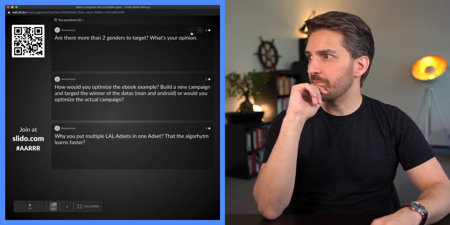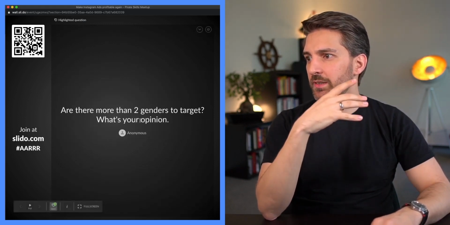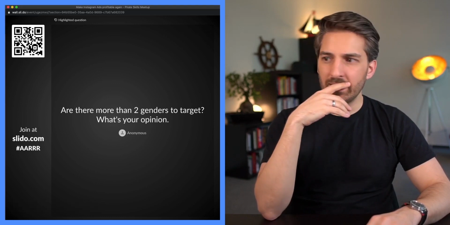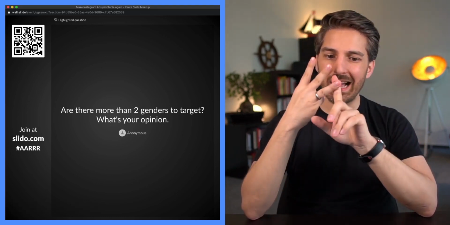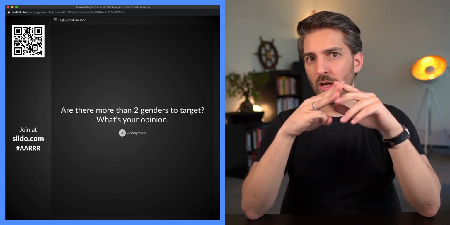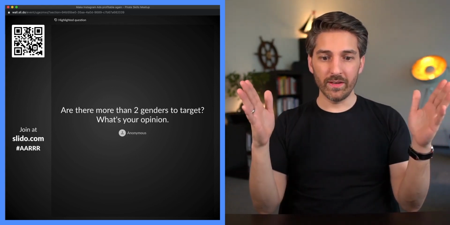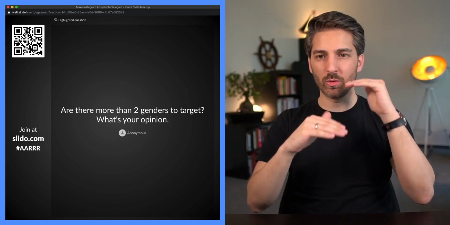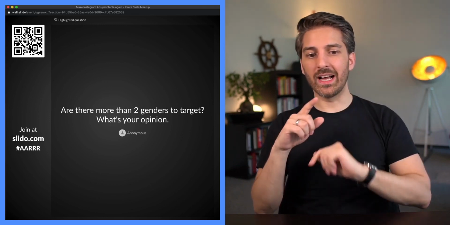So there are more than 2 genders to target. What's your opinion? So Facebook recognizes male, female, and unknown. So if you choose all genders, you will have all 3 categories. Otherwise, you can only target specifically male and female. You cannot target unknown only.